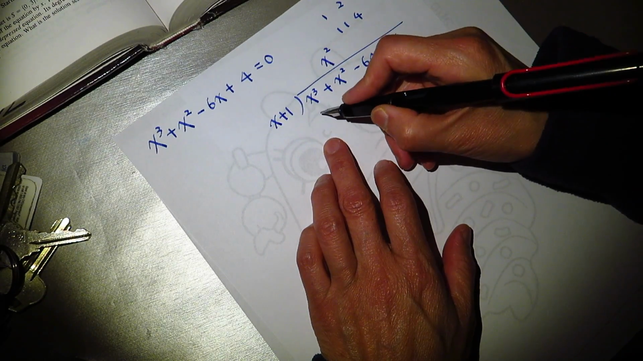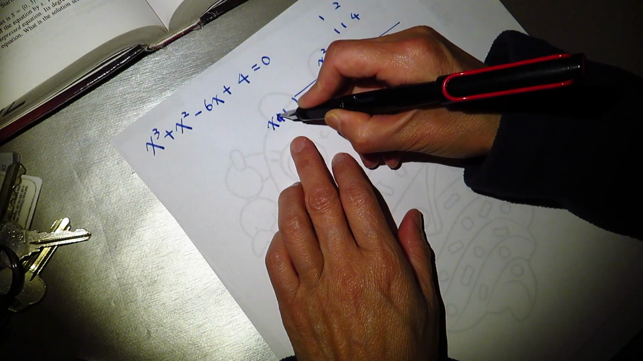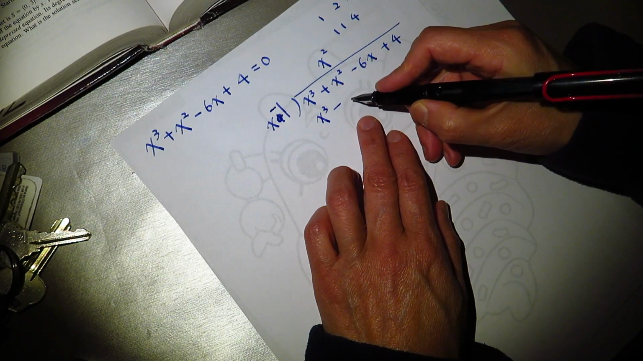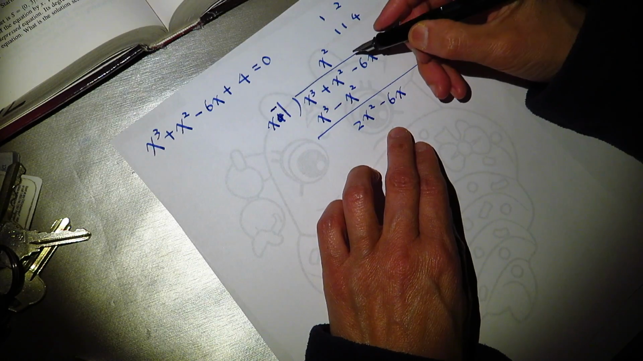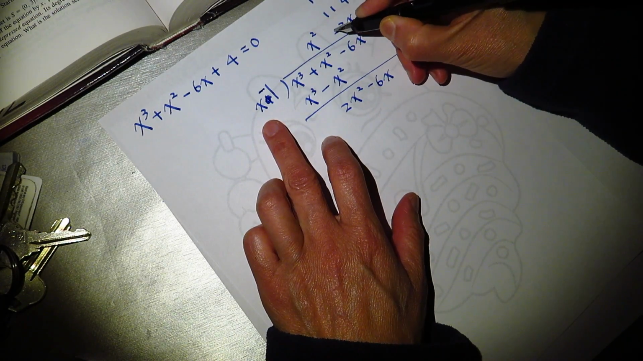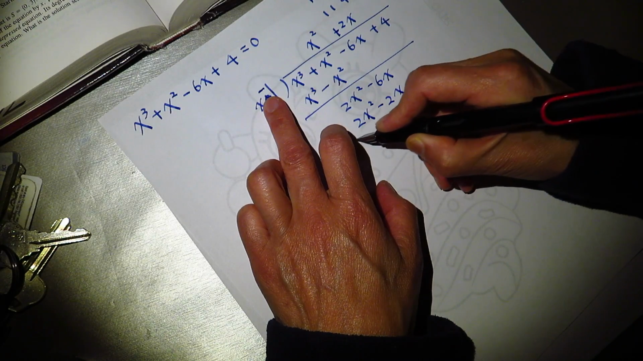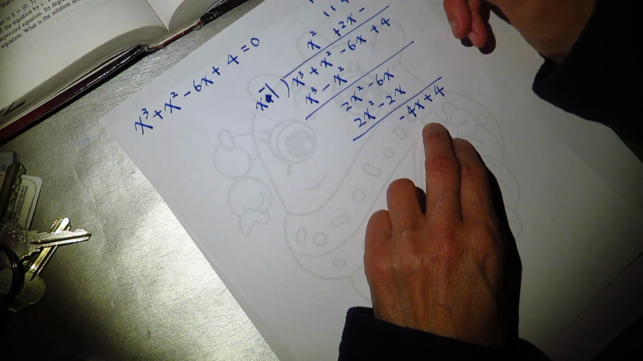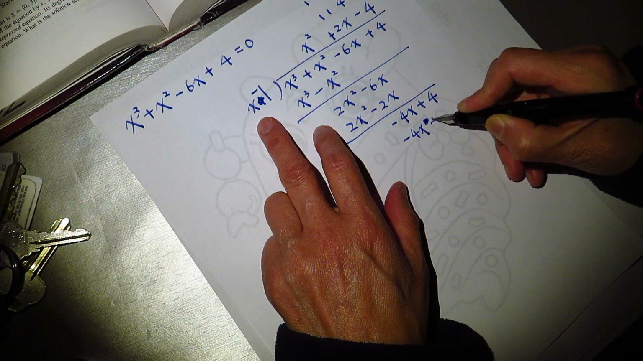x squared. Seems not right. Okay. Minus 1. x cubed minus x squared, equals 2x squared minus 6x, minus 2x squared plus 2x, negative 4x plus 4, minus negative 4x plus 4.